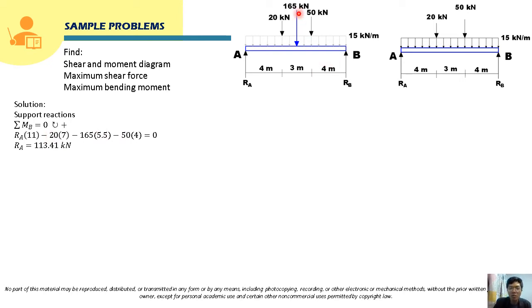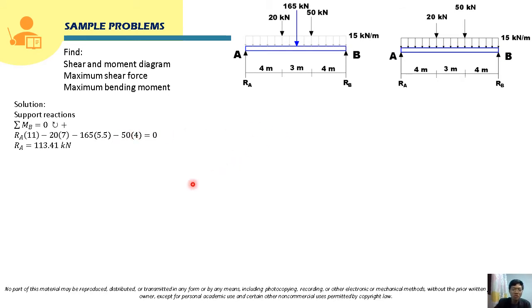For the equivalent concentrated load, which is 165 kilonewton, its moment will be 165 times its moment arm about point B, which is 5.5. This is counterclockwise, so it will be negative here. For the 50 kilonewton force, its moment will be 50 times its moment arm, which is 4. Its rotation about point B will be counterclockwise, so it will be negative here.